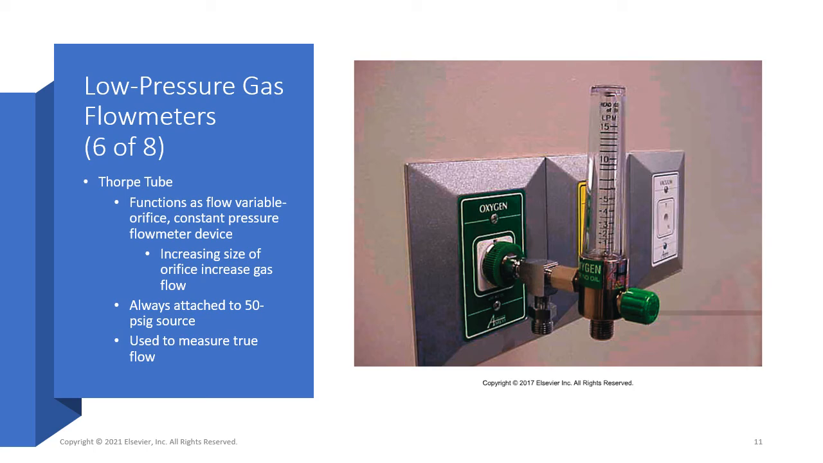Pictured here is a traditional Thorpe tube. Thorpe tubes these days are compensated. There are both uncompensated and compensated Thorpe tubes, but in the hospital you're not likely to find an uncompensated Thorpe tube. The Thorpe tube functions as a variable orifice, constant pressure flow meter device. By increasing the size of the orifice, it increases the gas flow. It is always attached, as you see here, to a 50 psig source, and it is used to measure true flow.